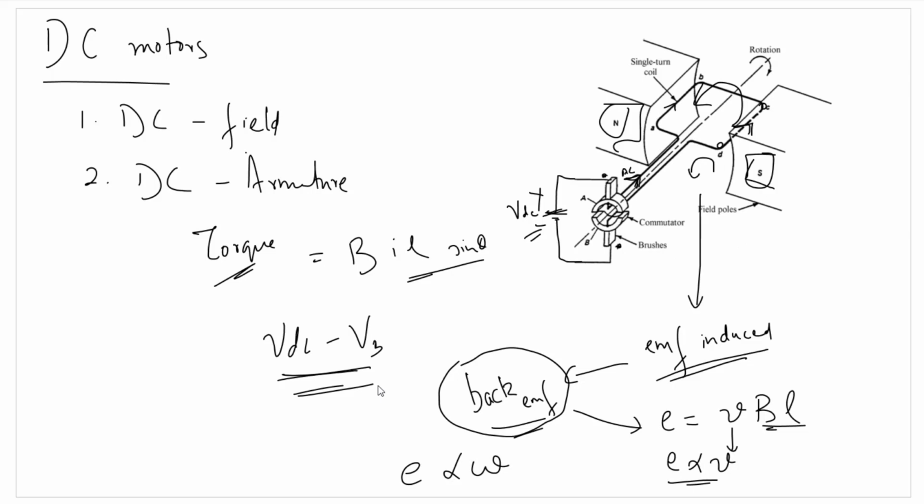Now, after understanding the types of windings, lap winding and wave winding, we'll be deriving the equation of induced voltage in case of DC generators. That we'll do in the next session.